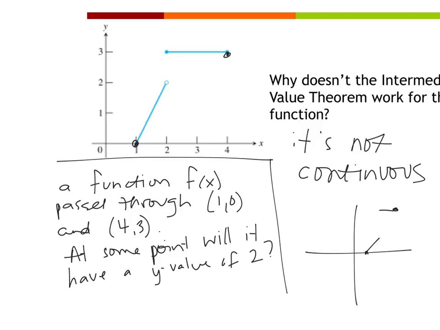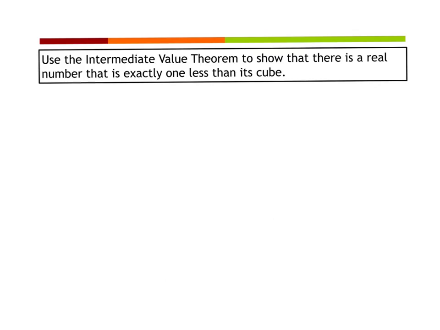I could draw a function however I wanted here. Like I could draw something like that or whatever. That's kind of what this one looks like. And I have this hole in the middle where it doesn't pass through those values. So that's why it doesn't hold. So always ask yourself, if you're trying to use the intermediate value theorem, if the function's continuous, and if it's not, you can't use the theorem. Okay, so here's another one.